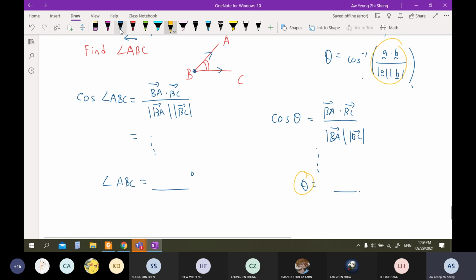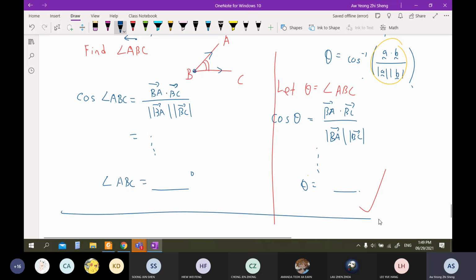Right? So just don't introduce theta unnecessarily. If it already has a name, you just use the name of that angle. If you insist on using theta, you can use theta provided that you first say let theta equals angle ABC. Then only people will know that your theta actually is used to represent angle ABC. Right? But introducing an additional symbol there is just unnecessary. Just don't do unnecessary things.